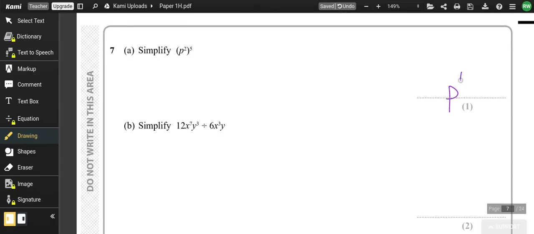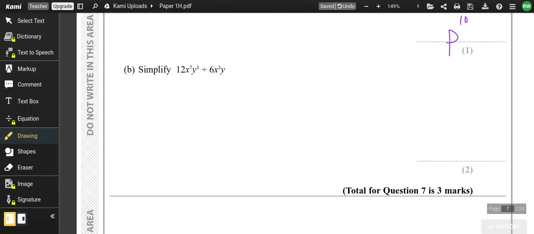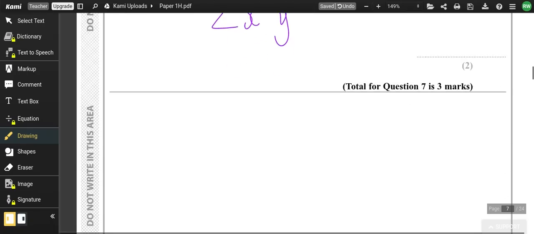Simplify that, we multiply the powers, and then we do 12 divided by 6, that gives you 2. x to the 7 divided by x cubed, you subtract the powers to get x to the 4, and y cubed divided by y is y squared.